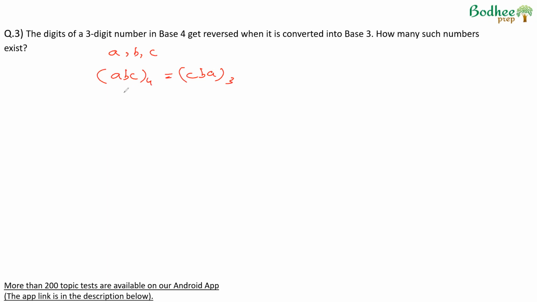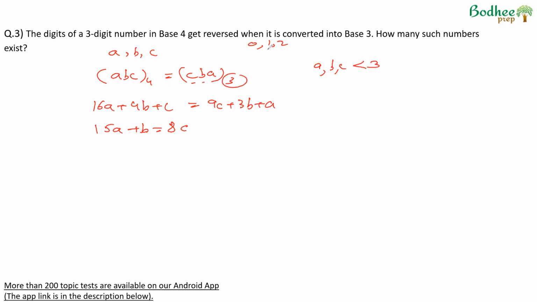So the decimal value of this will be, 4 to the power 0, 4 to the power 1, 4 to the power 2. 16A plus 4B plus C converting into decimal is equal to 9C plus 3B plus A. This gives us 15A plus B is equal to 8C. Also, A, B, C have to be values which are less than 3 because these are the digits in base 3. In base 3, the only digits possible are 0, 1 and 2.